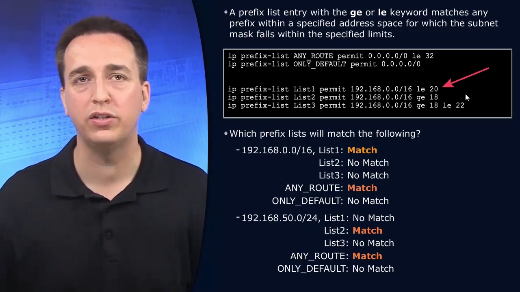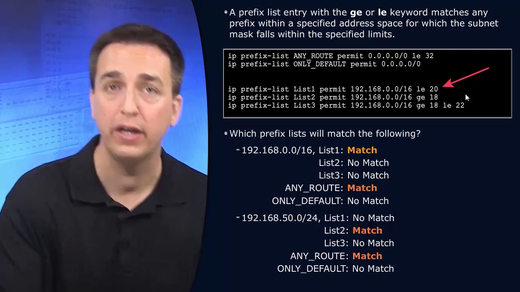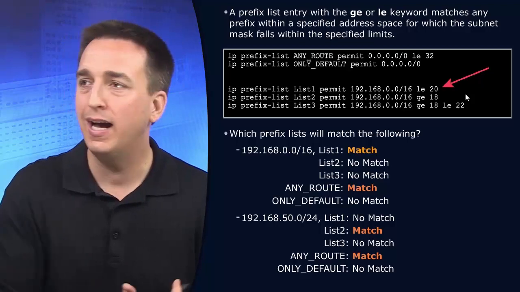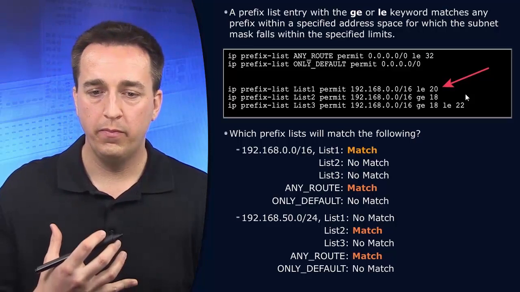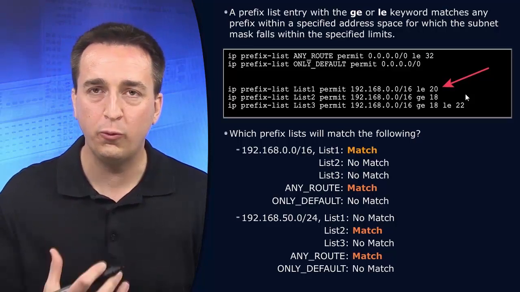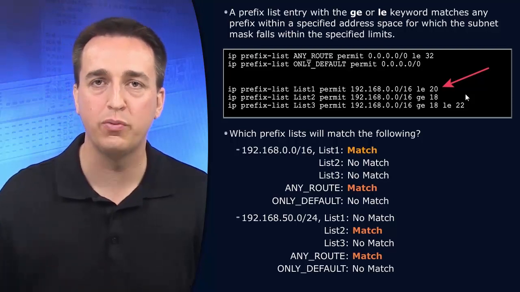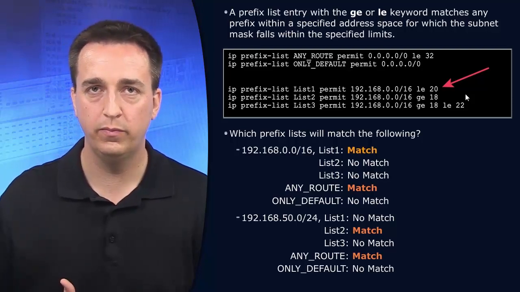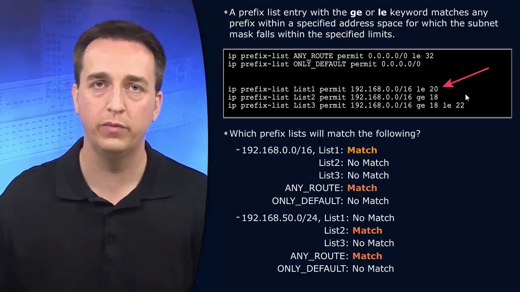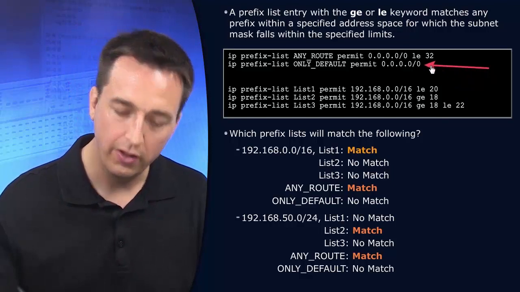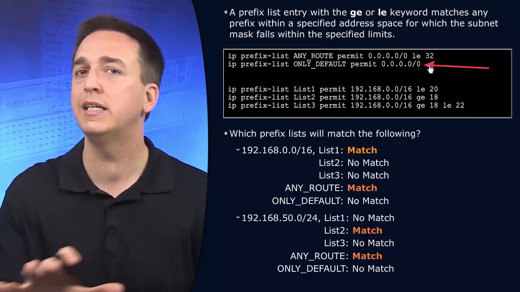Well, here's what we need to understand. When there's a less than or equal to, or a greater than or equal to, it's a completely different prefix list examination process than if there is no less than or equal to or greater than or equal to. So for example, if we look at this right here, is there a less than or equal to or a greater than or equal to sign? No, there's not. Doesn't exist.